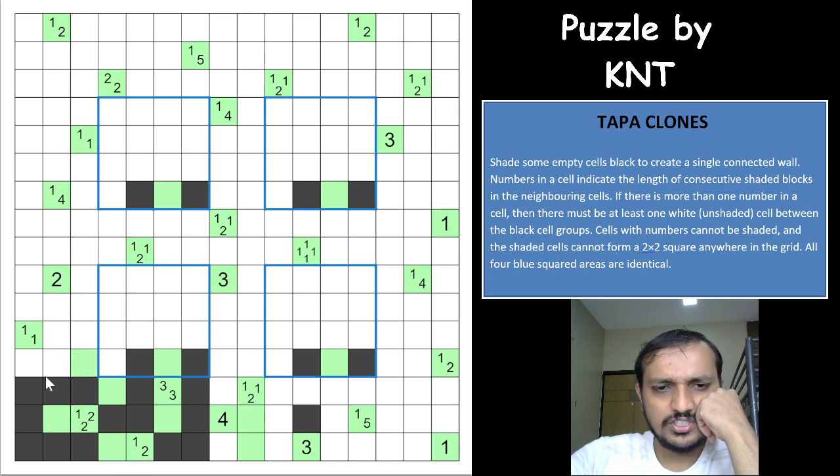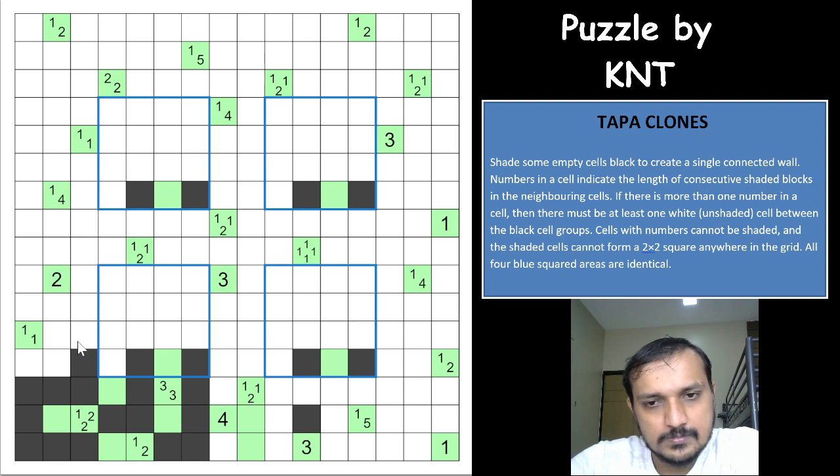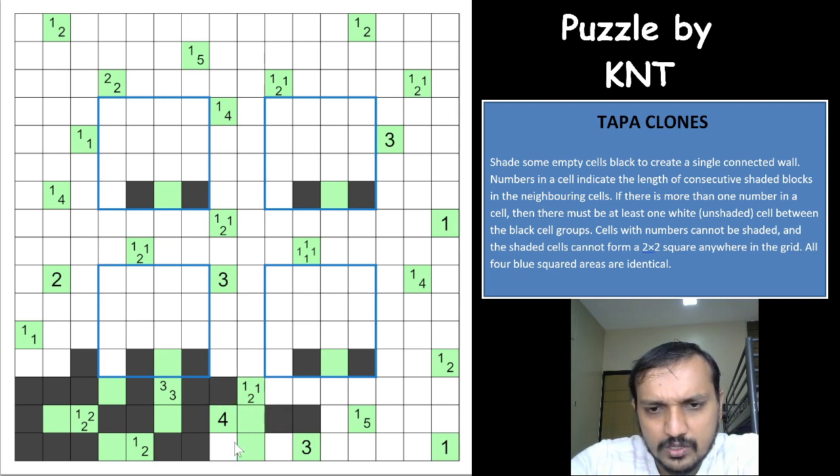If I have this as unshaded, there is no way this group is going out, because then 1 1 clue will get violated. So this is shaded. For the 1 1 2, you have exactly the number of remaining cells as it requires actually. So this and this would have to be shaded. So if these are not shaded, you won't be able to fulfill the 1 1 2 clue here. So this and this would have to be shaded. 4 is done. This is unshaded.